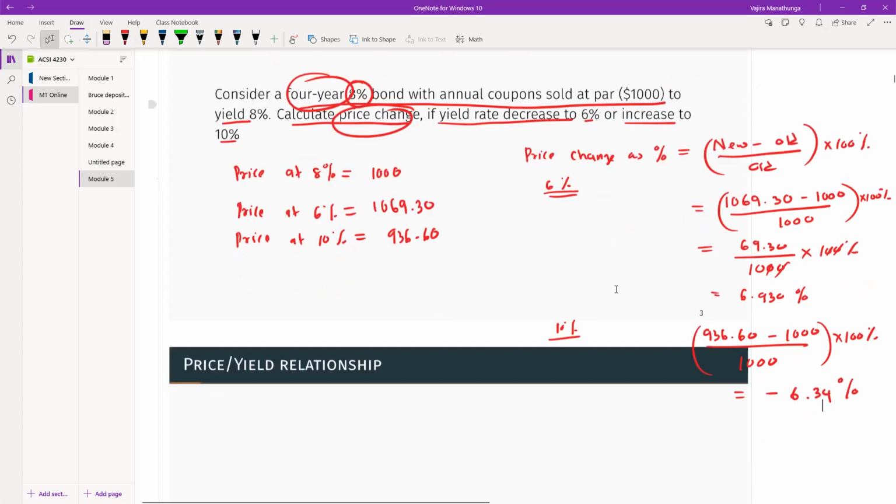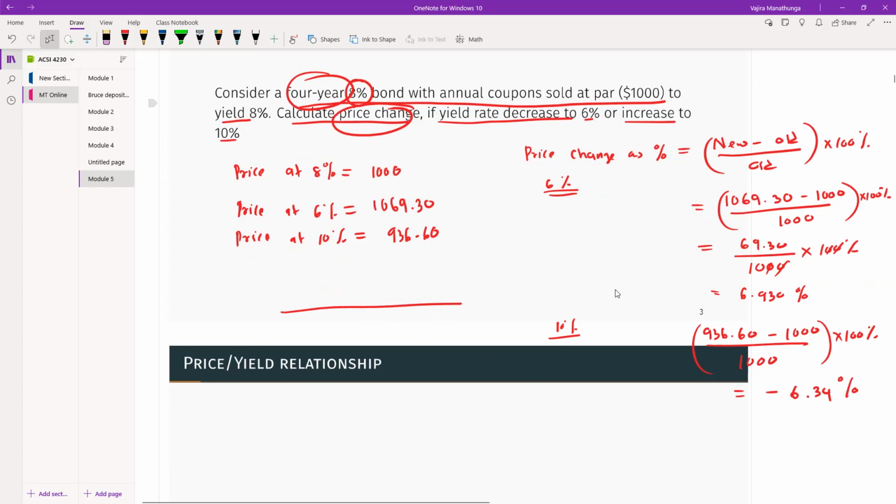Okay, so now we can discuss. You can see that at the very beginning your rate was 8%. So on this side the yield rate increased to 10%, and this is a 2% difference. The new price at 10% is 936.60, down from 1,000. And the percentage change is actually 6.34.